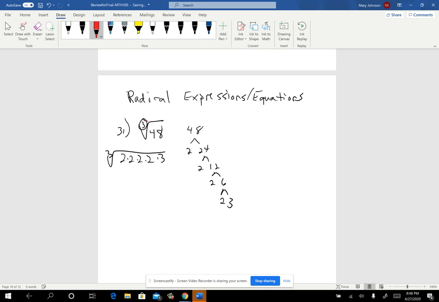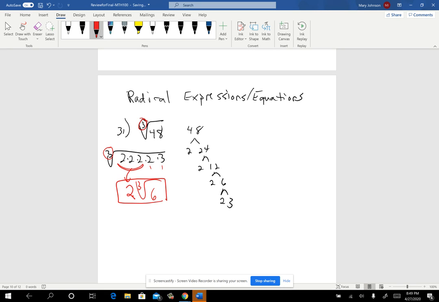But the index, this number, is 3. That tells you that you need a group of 3 things to have a perfect cube. To be able to pull that number out in front, you need 3 things. So you're going to have a 2 because of that group of 3, and then these will still be underneath here. So we might as well multiply them back together. So your answer on that should be 2 cube root of 6. Okay.